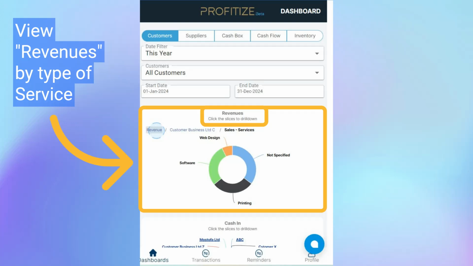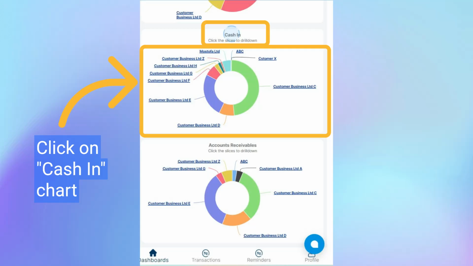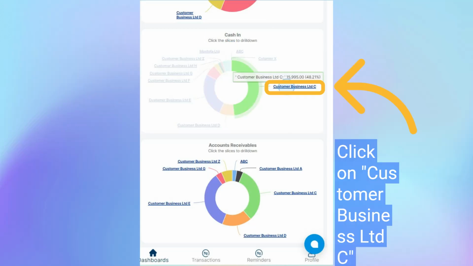Now, let's scroll down to the Cash In chart. Click on the Cash In chart to view detailed information on my cash sales by customer. Let's click on the section of the Cash In chart labeled Customer Business Limited C to drill down and view detailed information on the cash received from this customer by date.